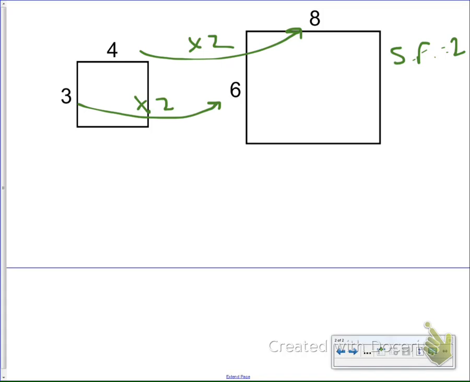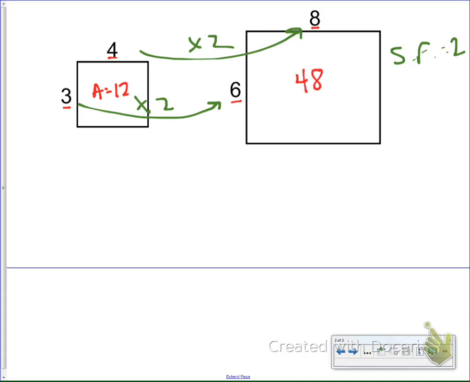So let's find the area of this first rectangle on the left. I have a side length of 3 and a side length of 4, so my area, which is base times height, is going to give me an area of 12. Now, if I look over at my rectangle on the right, my new figure with side lengths of 6 and 8 after it's been dilated, 6 times 8 gives me an area of 48.